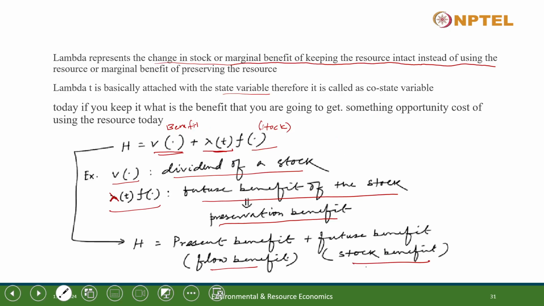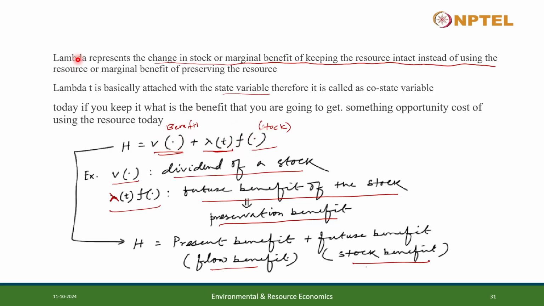Now what does the lambda, my multiplier, represent? This multiplier is converting the stock to benefit. Now this v is benefit, right? What is your flow benefit? However, f dot is a function of stock.